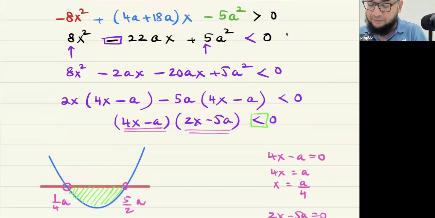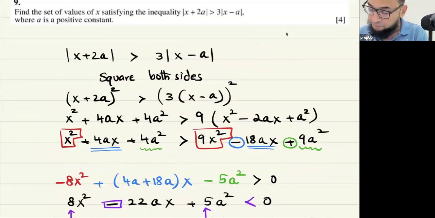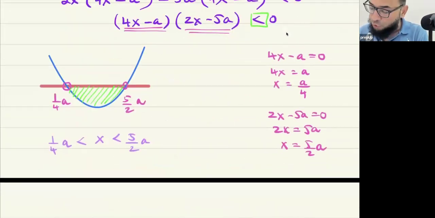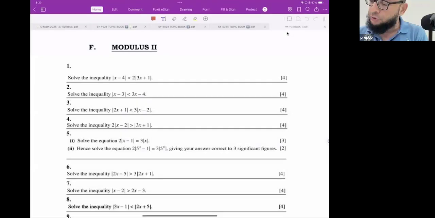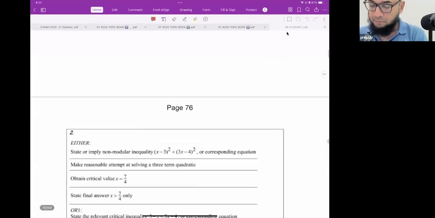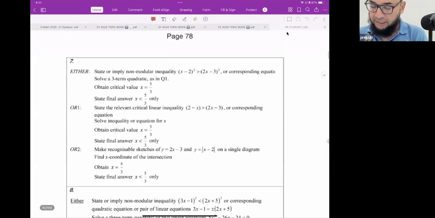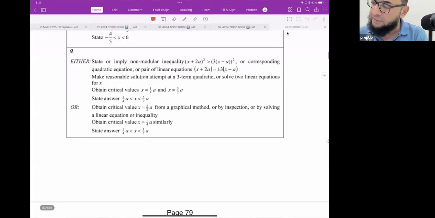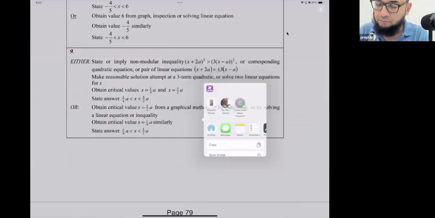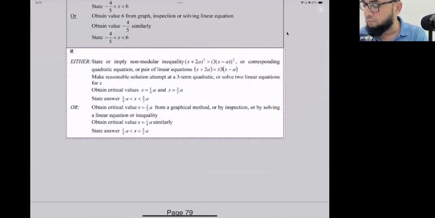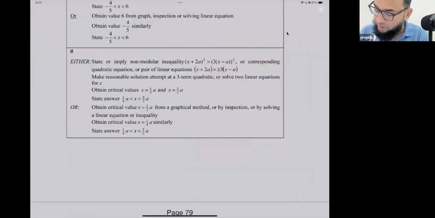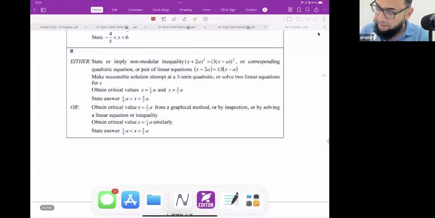Let me double check the answer. So this is question number 9. X lies between two values. So let's go over here. And question number 9, that's right over here. Let me just copy this. Okay, so let me paste it over here.